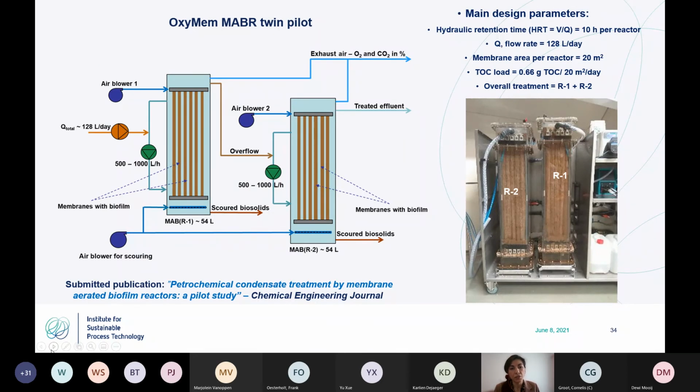To test the efficiency of this technology, we used an Oxymem MABR twin pilot system. This pilot consisted of 2 identical reactors, which were operated in series, and each of them had 20 square meters of membrane area. At the beginning, we chose a hydraulic retention time per reactor of 10 hours, and this resulted in a TOC load of 0.7 grams per 20 square meters of the first reactor per day. The system was designed and operated on an overflow principle, and the effluent leaving the second reactor was considered as a treated stream. The removal efficiency achieved by the reactors in sequence was defined as the overall removal efficiency. Next slide, please.